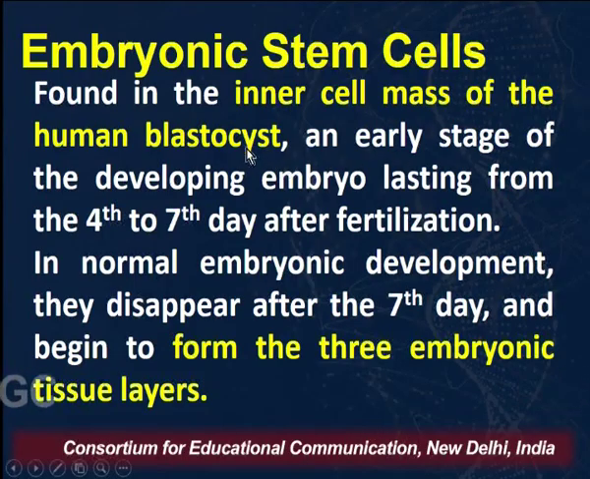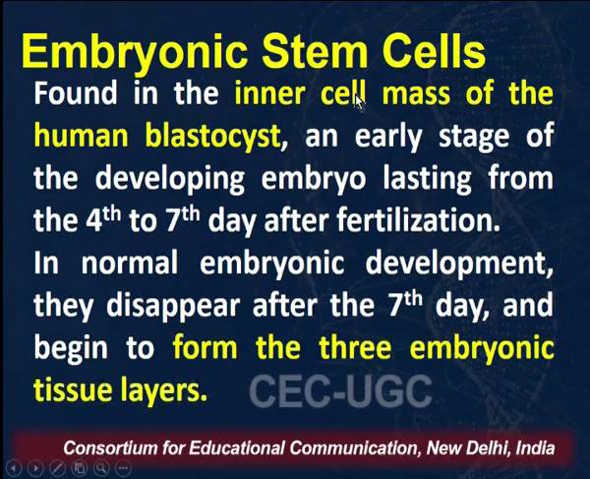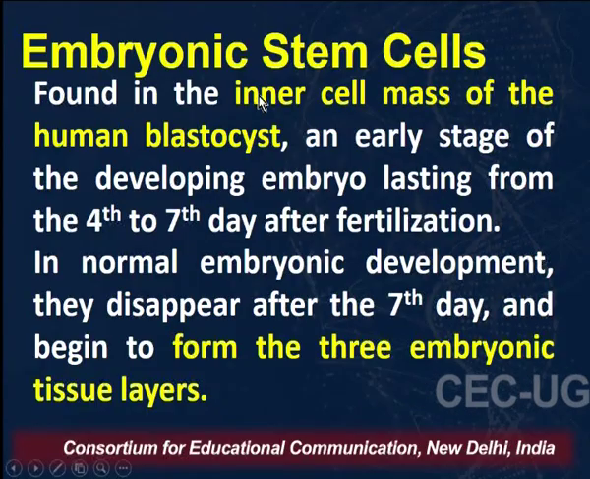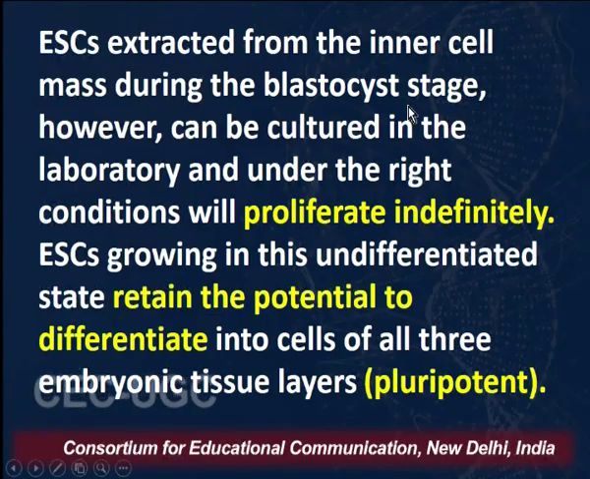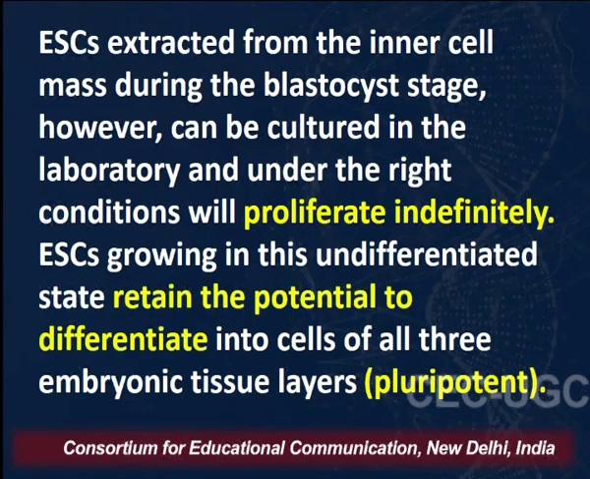So, in this human blastocyst, between the 4th to 7th day after fertilization, the inner cell mass can be isolated and used as the embryonic stem cells. Now, ESCs extracted from the inner cell mass during the blastocyst stage can be cultured in the laboratory and, under the right conditions, will proliferate indefinitely. These are certain characteristics of ESCs which make them very useful for the production of cloned and transgenic animals.